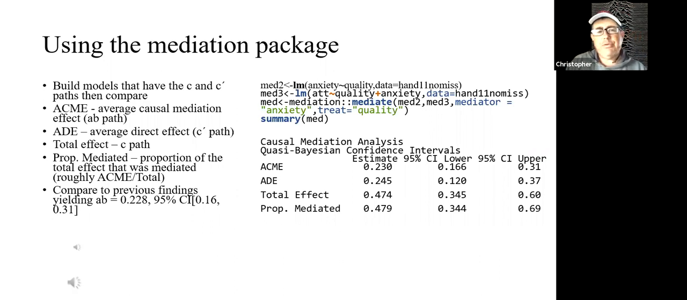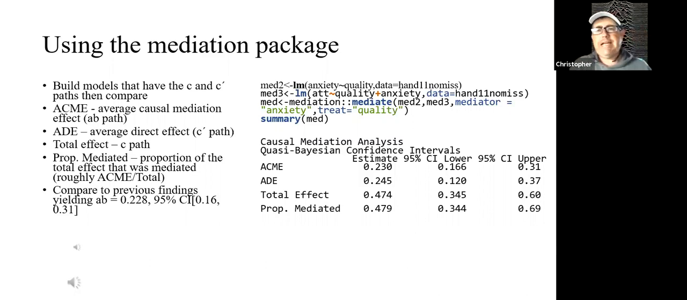And if we compare that to what we got with other approaches, you can see that it's very similar. Our estimate is 0.223 here, where it was 0.228 previously. You can see the confidence intervals are also very similar. It gives us the ADE, which is the average direct effect. That's the C prime path. Total effect is the C path. And then it gives us the proportion mediated. This is roughly the ACME over the total effect. It's not calculated directly that way, not a really important value. And again, pretty consistent with previous things.